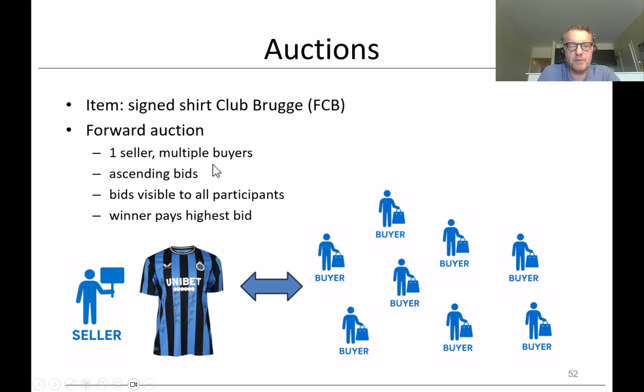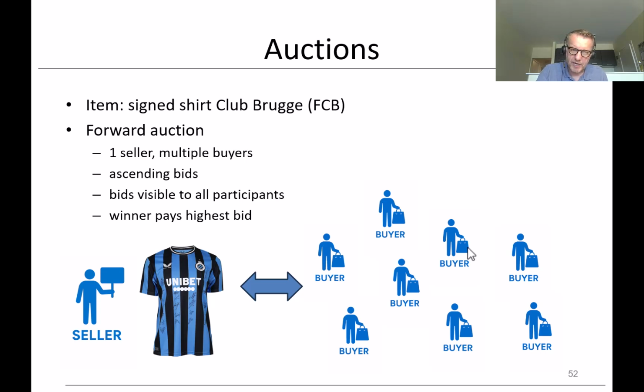So one seller, multiple buyers, and you're going to have ascending bids. So there's an upward pressure on the price. Bids are visible to all participants and the winner pays the highest bid. That's a forward auction, one seller, multiple buyers, upward pressure on the price.